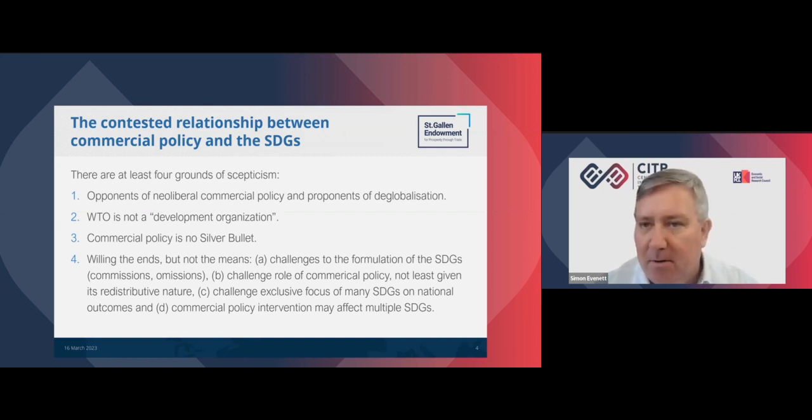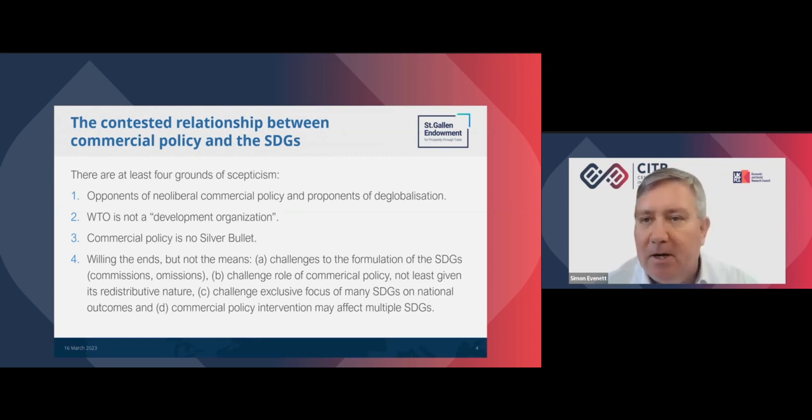The first point is, of course, there are some people who are opposed to what they see as neoliberal commercial policy, and some people who are proposing deglobalization, or at least jollying it along. And they are, of course, ones who do not see any role for trade policy in the SDGs. If anything, for these people, the less that trade policy had to do with it, the better. So that's one group of opponents, not, I would say, mainstream academic economic opinion, but still they are there.